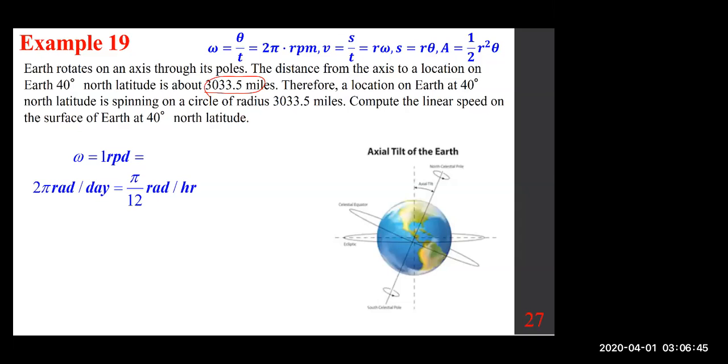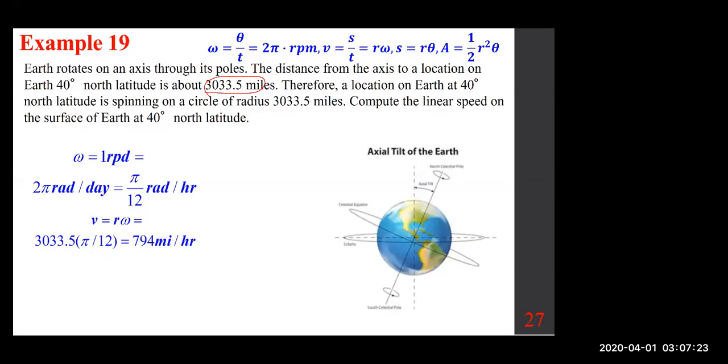Each day is 24 hours. I haven't shown this work because I think by now we are used to it. So one more time, 2 pi radians per day. A day is 24 hours. So 2 pi radian divided by 24 is pi over 12 radians per hour. V equals R omega. And R, we have it as 3,033.5 miles. And that gives us the speed.